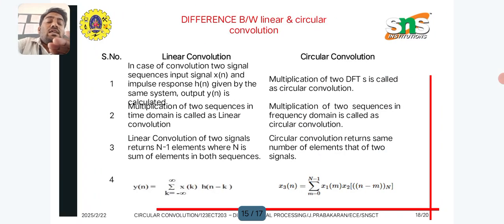These are the differences between circular and linear convolution. Circular convolution applies only to periodic signals. Linear convolution of two signals returns N minus 1 elements, where N is the sum of the elements in both sequences. Circular convolution returns the same number of elements as the two signals.